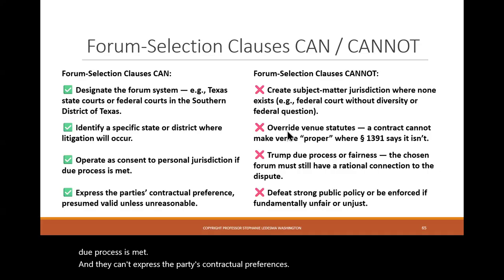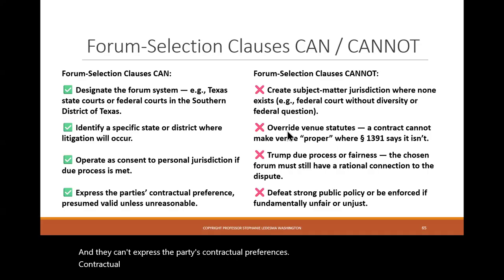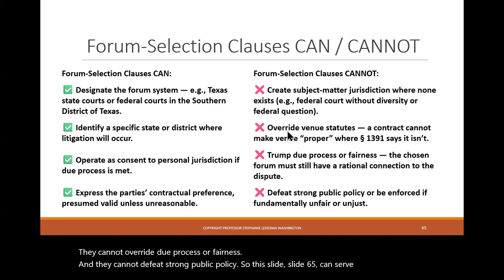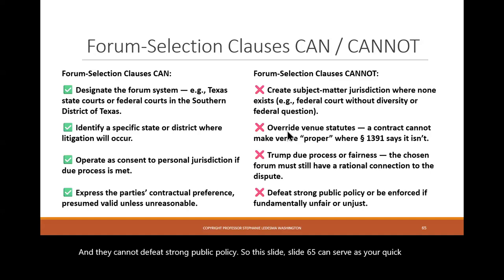What they cannot do: they cannot create subject matter jurisdiction. They cannot rewrite the venue statutes. They cannot override due process or fairness. And they cannot defeat strong public policy. So this slide, slide 65, can serve as your quick reference chart for forum selection clauses, right? Quick reference guide.